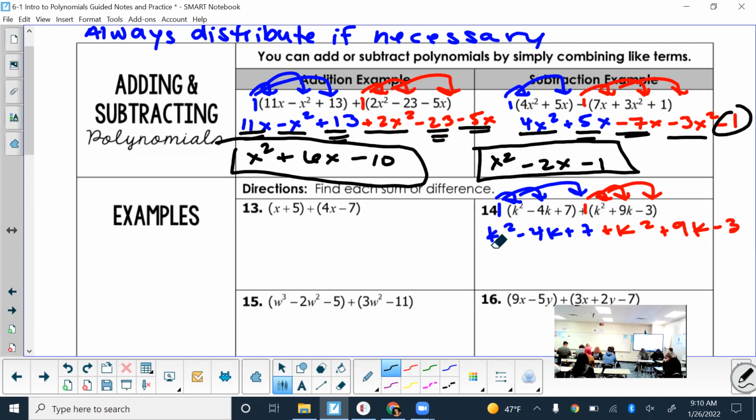So what would I start with then? K squared. So what can combine with k squared, if anything? No, not the 4k. It needs to have the same exact variable to the same exact exponent to be a like term. So this k squared can combine with this k squared. What's k squared plus k squared? It is 2k squared. When you combine like terms, you're adding the coefficients together. So 1 plus 1 is 2.